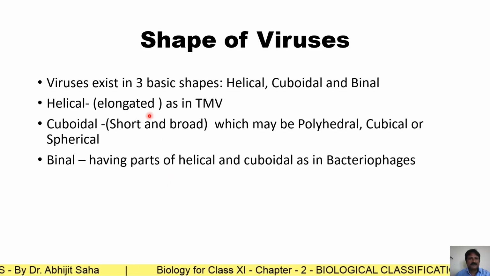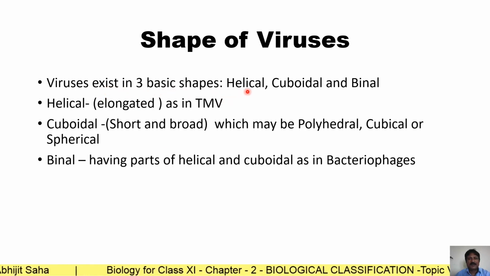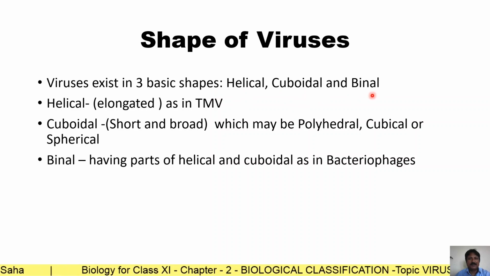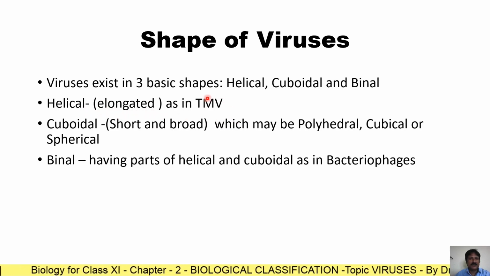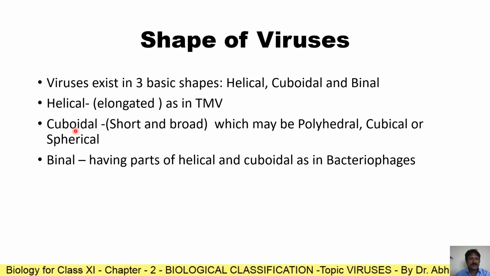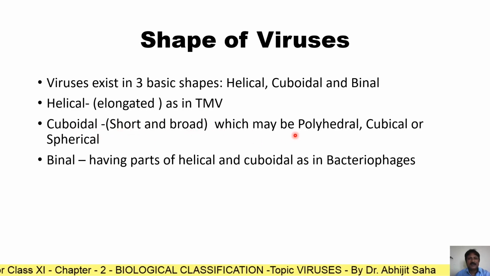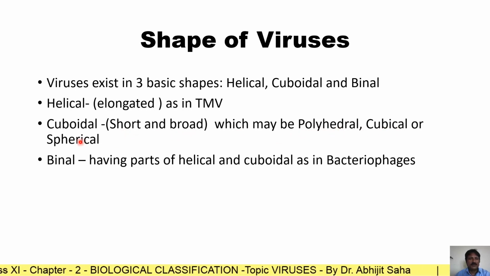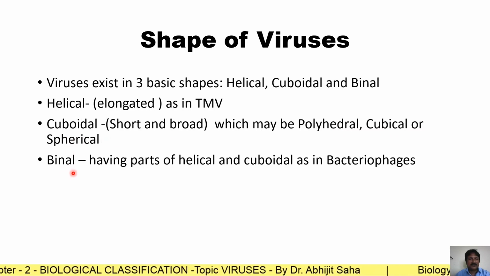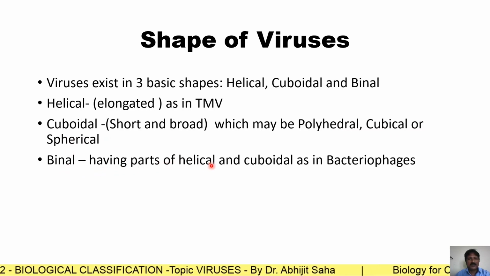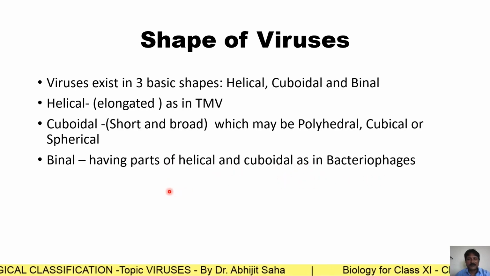Shapes of viruses. They normally exist in three basic shapes: helical, cuboidal and binal shaped. Helical means elongated shape, as we find in tobacco mosaic virus. Cuboidal shape viruses are usually short and broad, which may be polyhedral, cubical or spherical. Number three is binal. These have both helical and cuboidal parts, as we will find in bacteriophages.